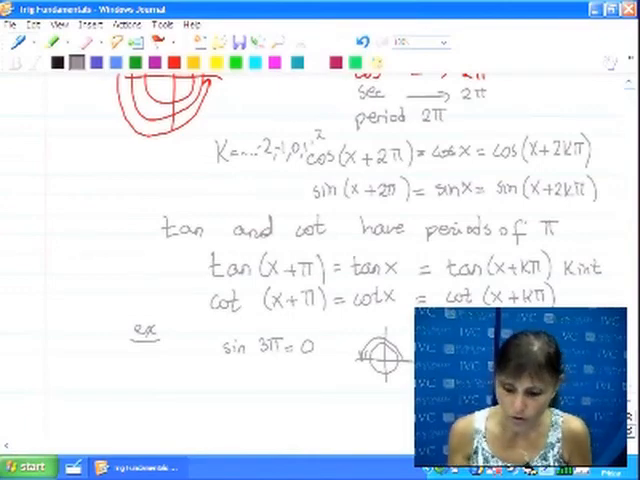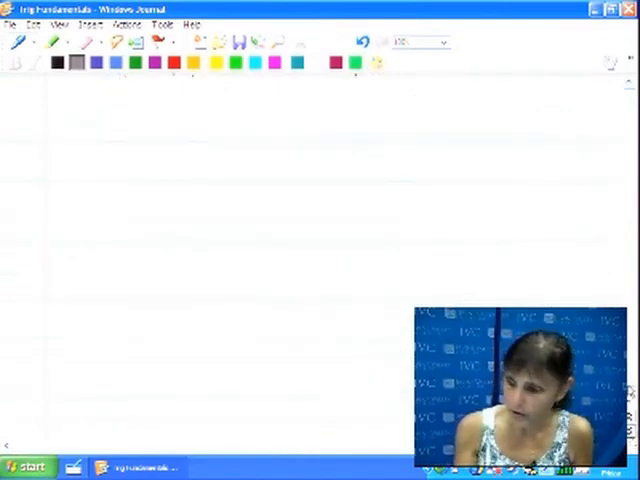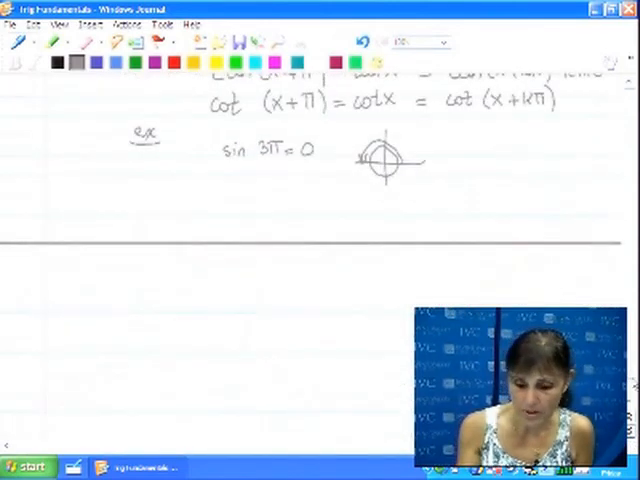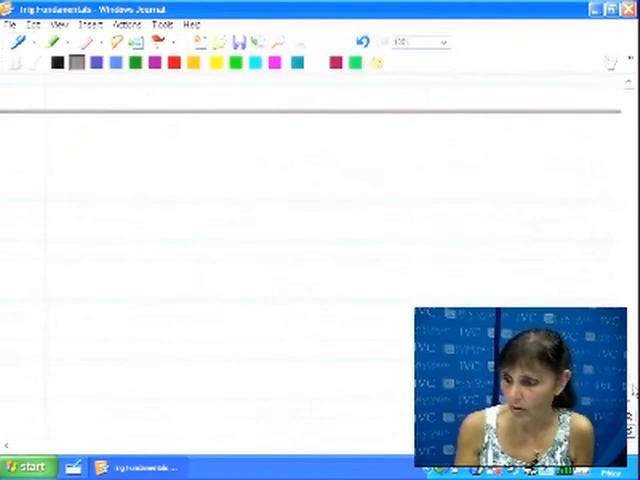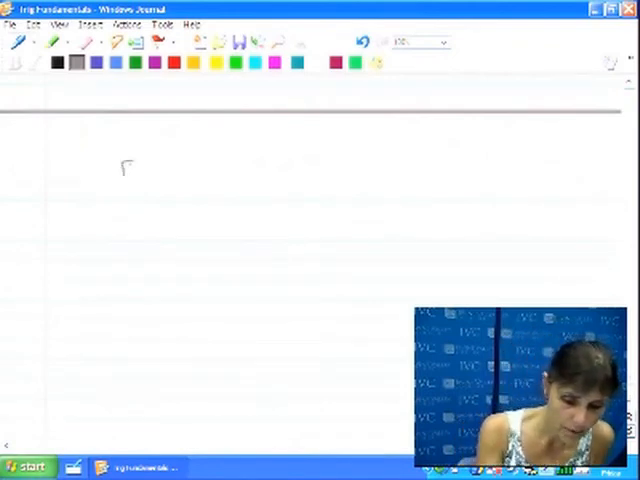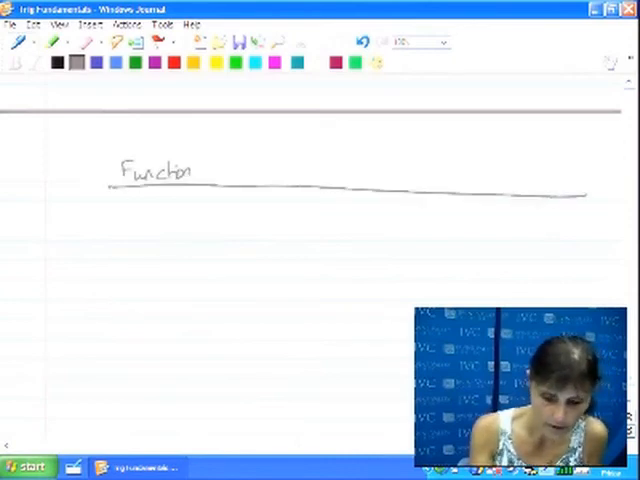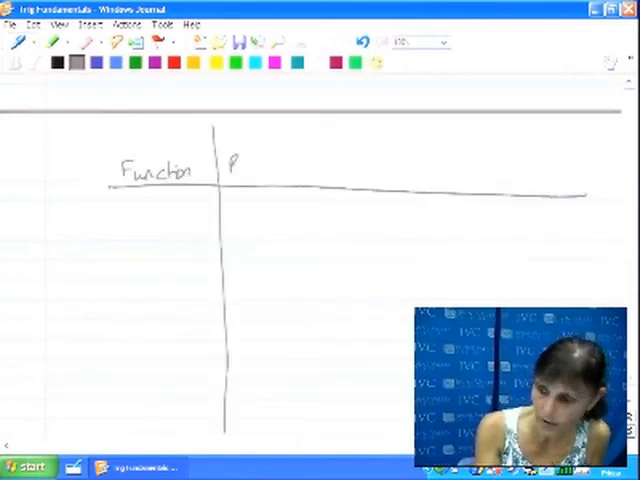So what I'm going to do is summarize all that for all of them. This is a table that you might want to print out, memorize, or derive yourself. Here it is. Function, and I'll write down the period.